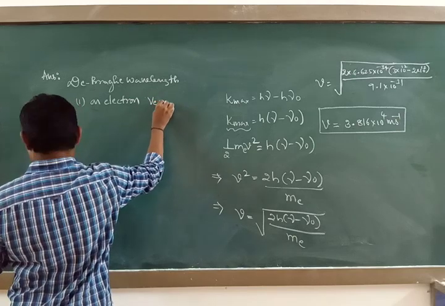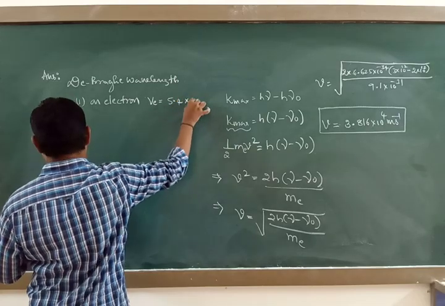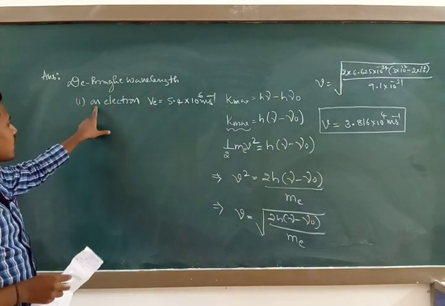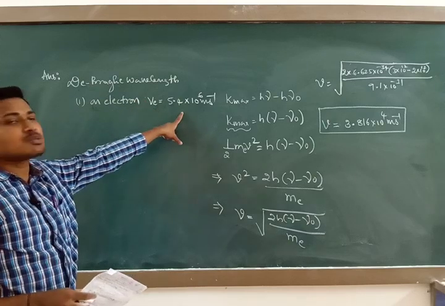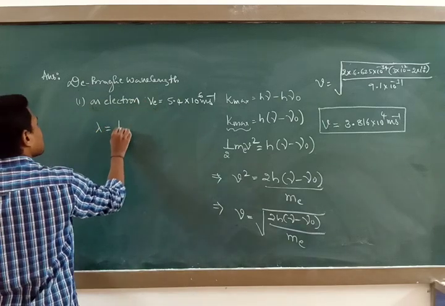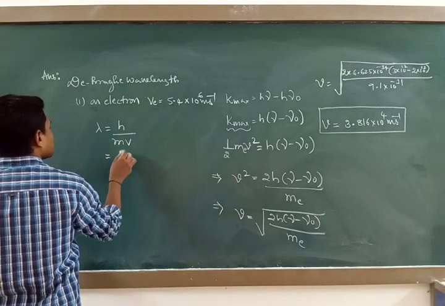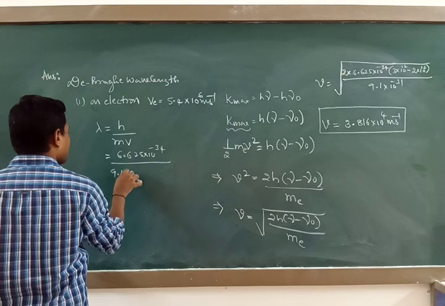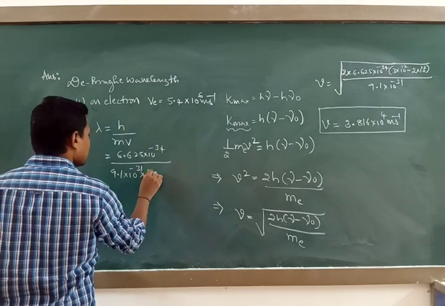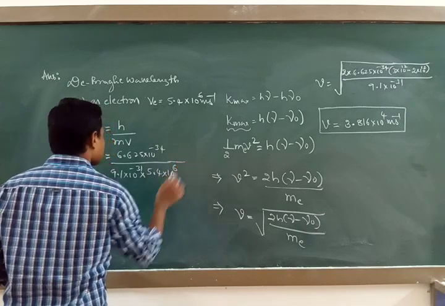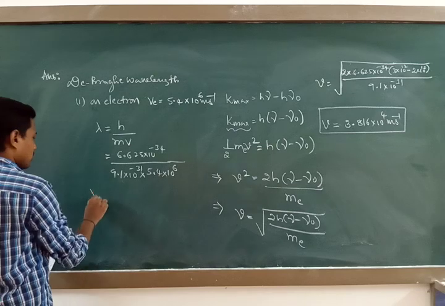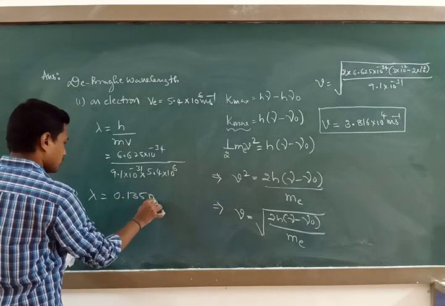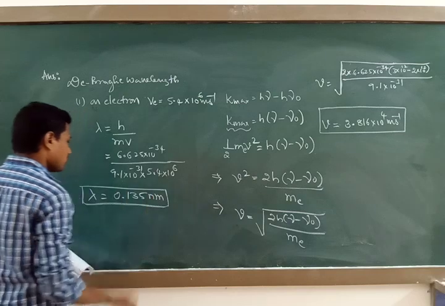So the speed of the electron they have given is 5.4 into 10 raised to 6 meter per second. That means calculate the de Broglie wavelength of an electron moving with this much velocity. So very simple, lambda is equal to h by m v. So what is h? 6.625 into 10 power minus 34 upon mass of the electron 9.1 into 10 power minus 31 into speed of the electron 5.4 into 10 power 6. So if you simplify, you will find the value 0.135 nanometer.